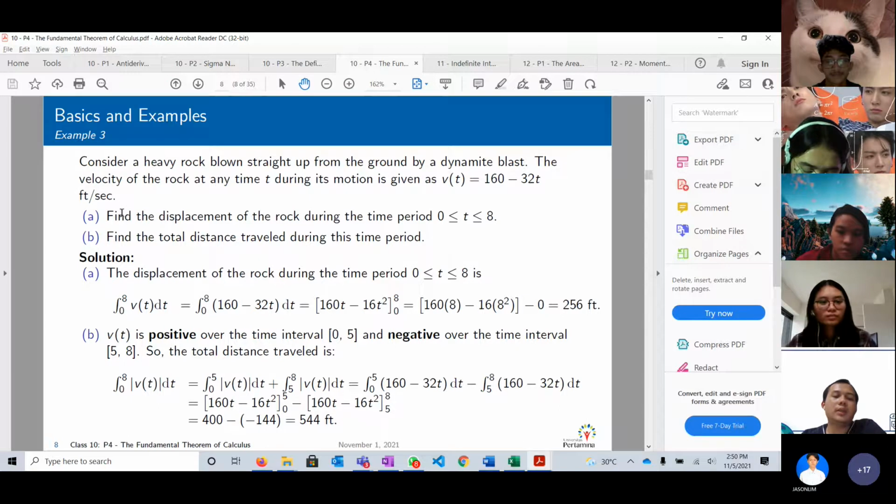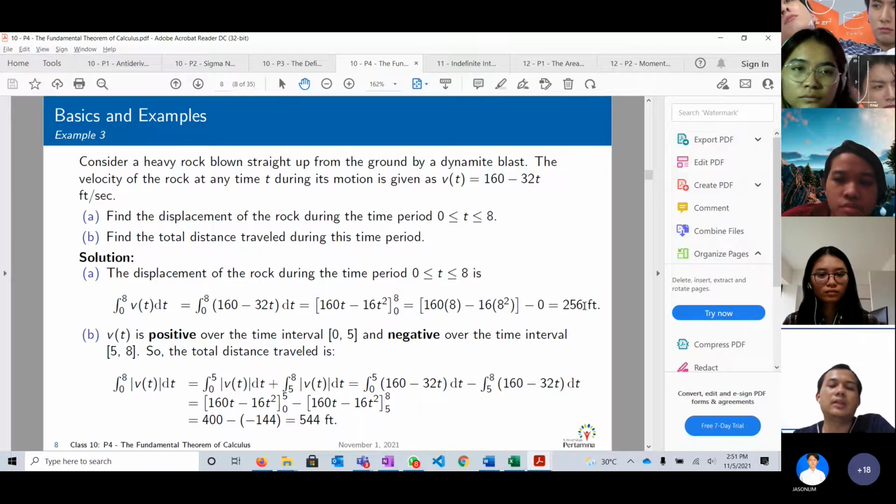The question is, find the displacement of the rock during the time period from 0 to 8. For A, the displacement is basically the definite integral of v(t) dt. Jadi kita diminta seberapa jauh batunya berpindah. Maksudnya jarak dari posisi batu pada detik ke-8 dibandingkan posisi batu pada detik ke-0 berapa, kita cukup menggunakan integral tentu saja, integral definite. Then we have that the displacement is actually 256 feet.